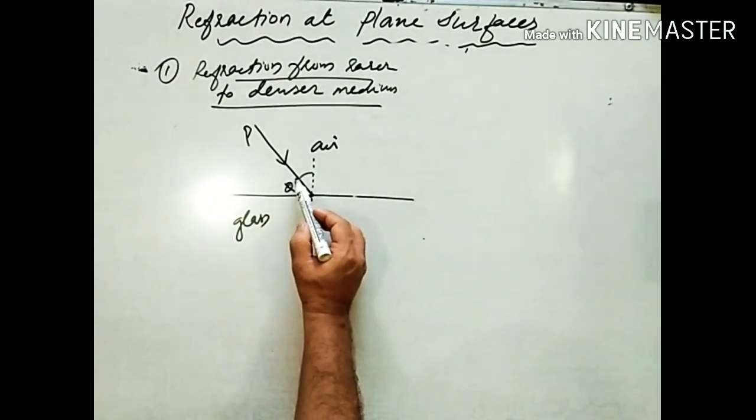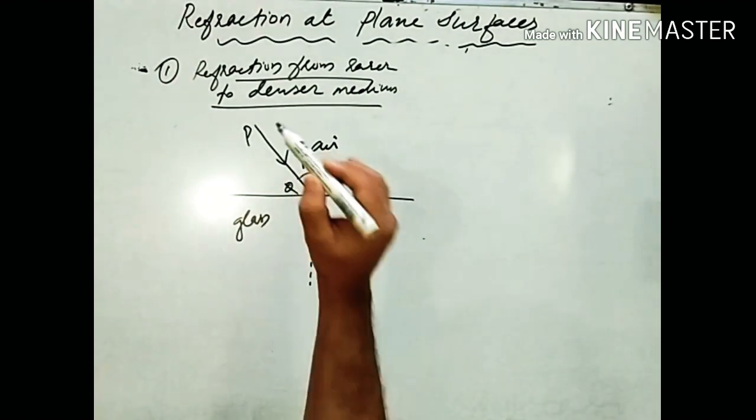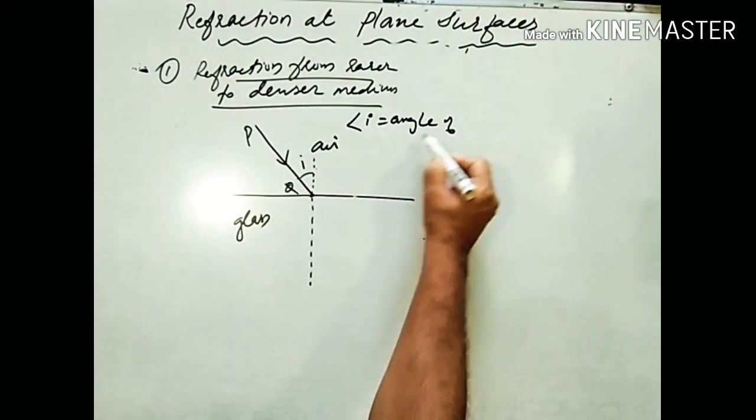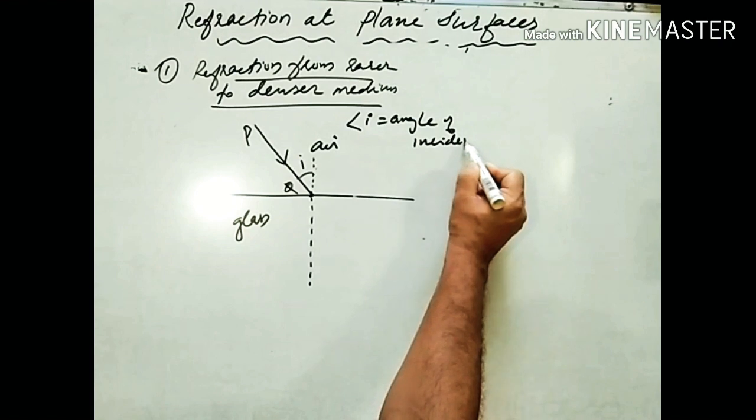The angle between the incident ray and the normal, I call it the angle of incidence. You might have studied this in lower classes.